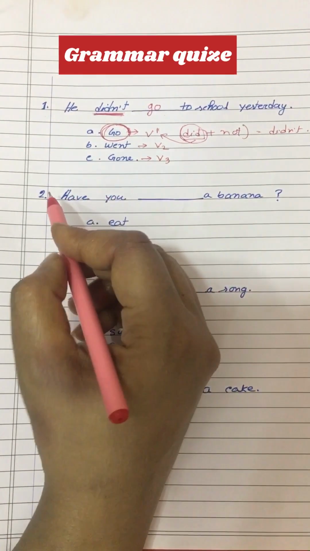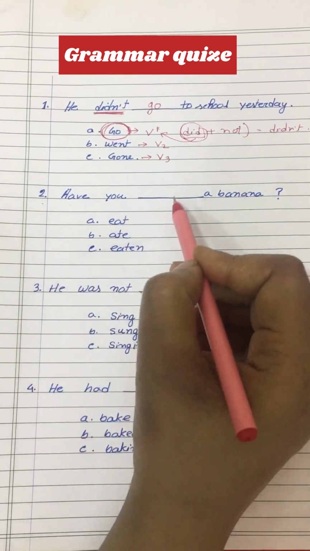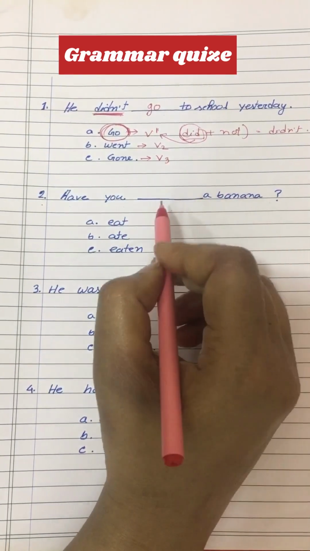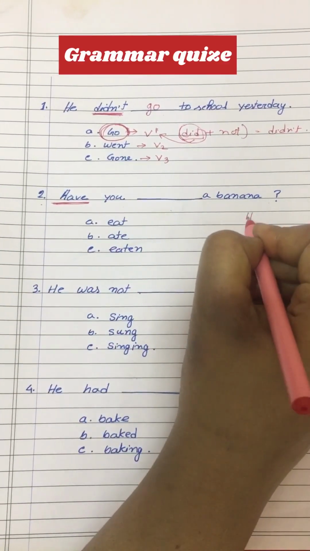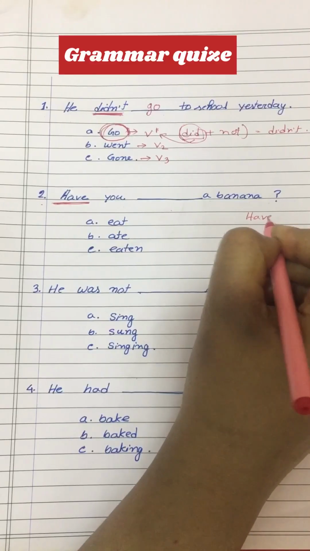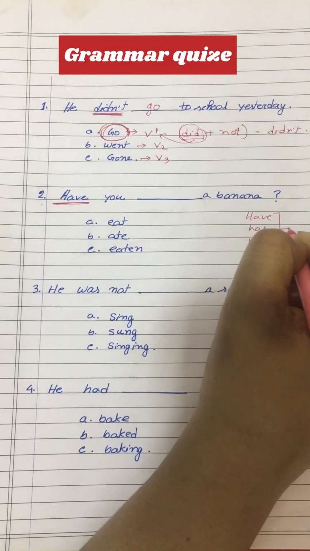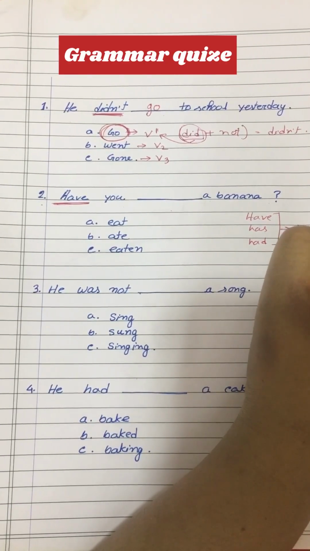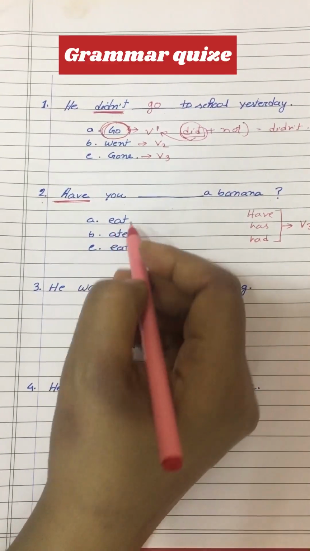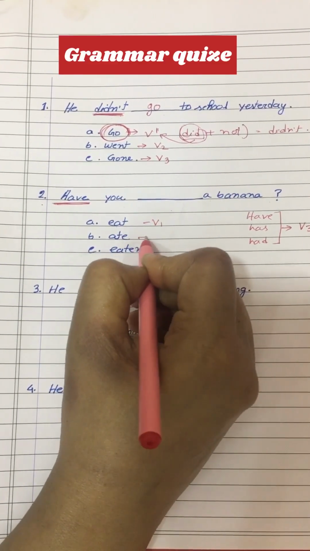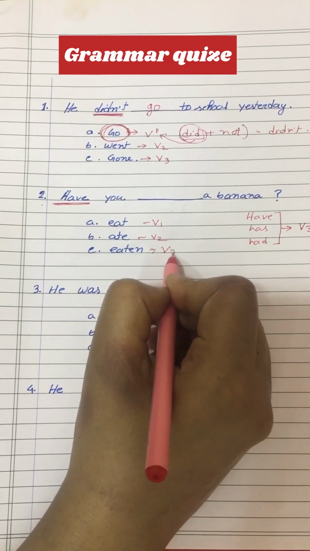Okay. Now next, number 2. Have you dash a banana? Now see, have is an auxiliary verb and after have, has, had, always we have to use V3. Okay, so here eat is V1, ate is V2 and eaten is V3.